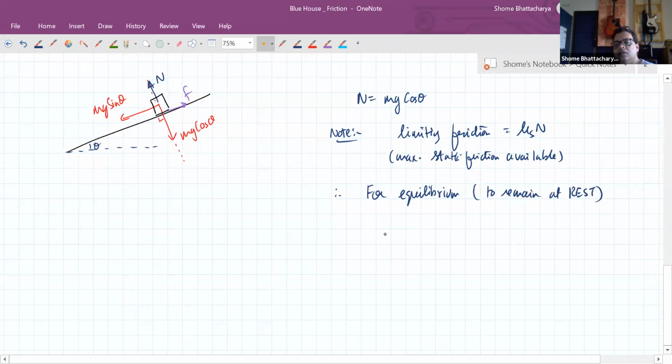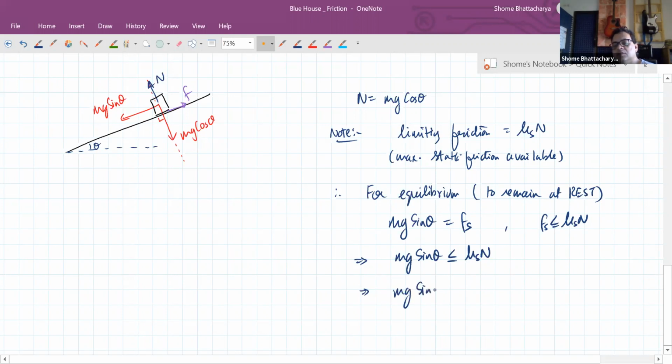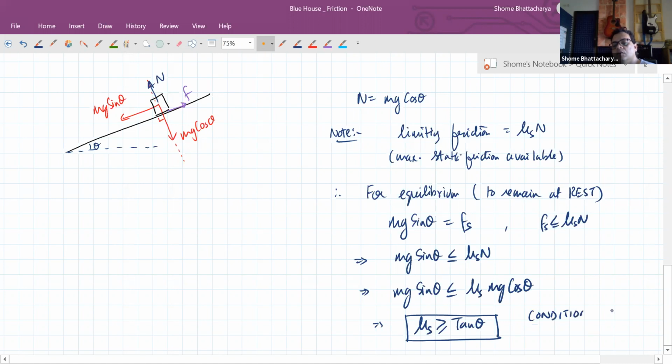what is the condition? mg sine theta should be balanced by static friction, and static friction cannot exceed the limiting value. So that means the condition is that mg sine theta should be less than or equal to mu s into mg cos theta. That means the coefficient of static friction should be greater than or equal to tan theta. So this is the condition for equilibrium in this case.